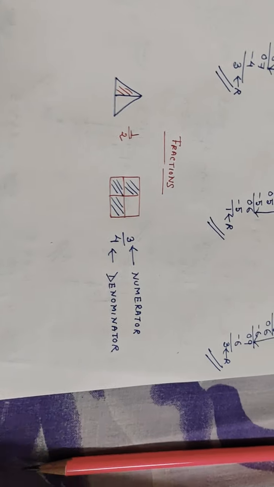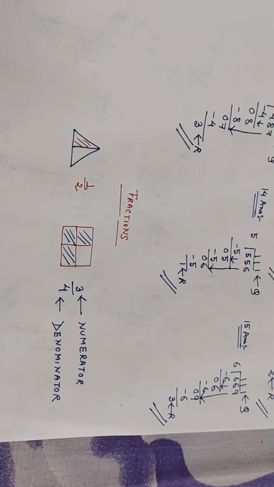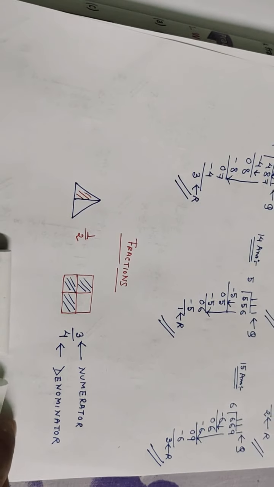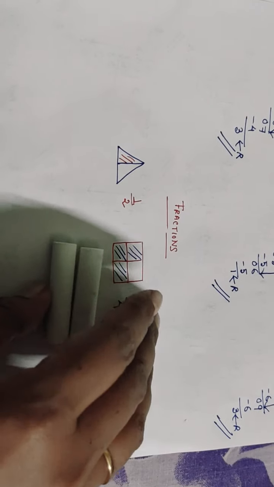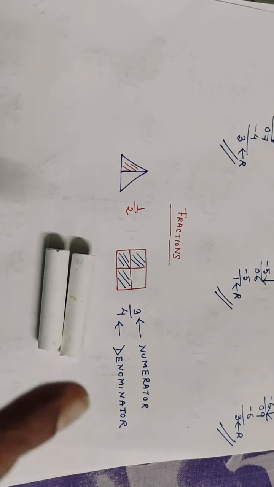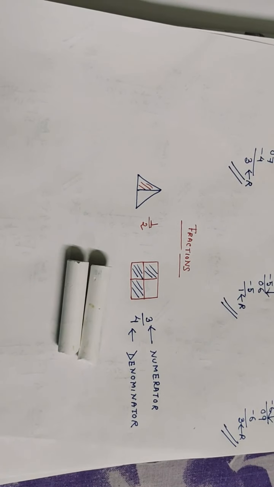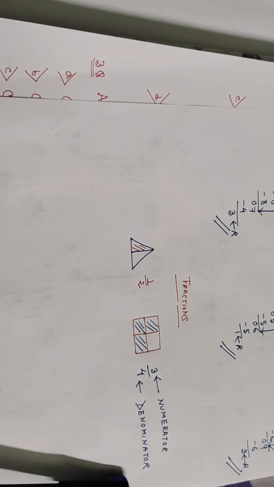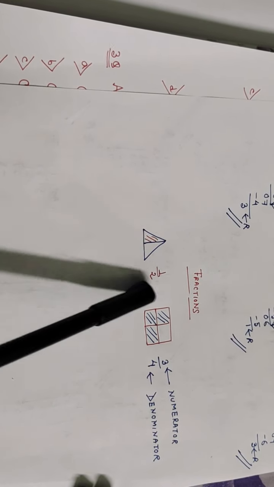For example, this is a complete one thing, a chalk pencil, and when it is divided into two parts, it becomes a fraction. How many parts are there? Two parts. That's why 1 by 2. It means one complete thing I am dividing into two equal parts. So, for example, this is a triangle. This triangle I am dividing into two parts. That's why it is 1 by 2.